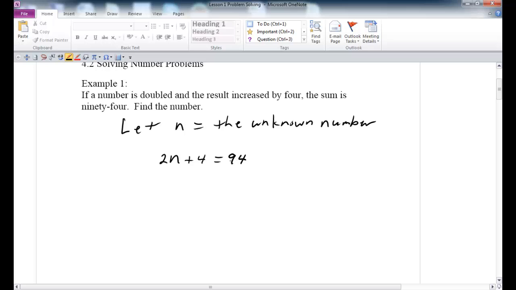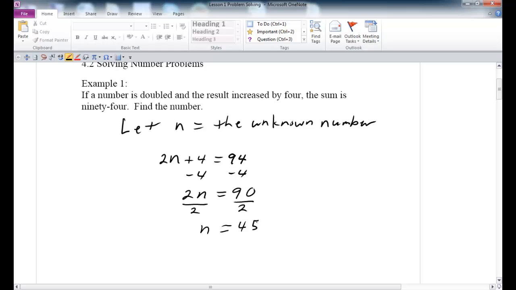Now you'll find the actual algebra we have to do for these problems is much easier than the algebra you did during our algebra unit. And so you should have no problem with this. Let's subtract 4 from both sides. So we have 2N equals 90. Now, since 2N means 2 times N, we're going to divide both sides by 2. And we're left with our answer. N equals 45.